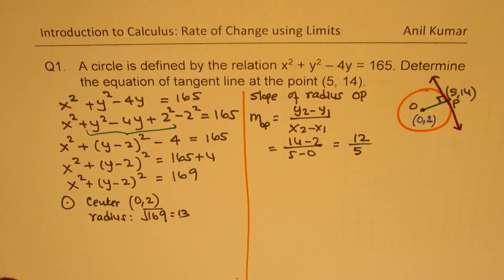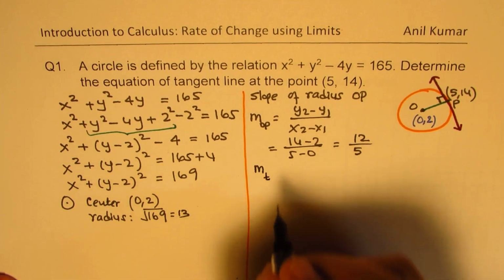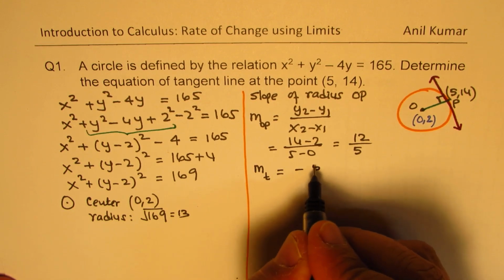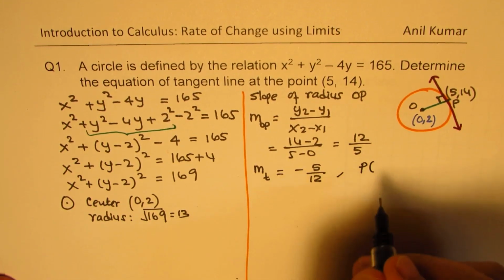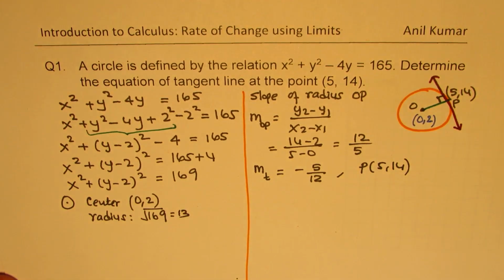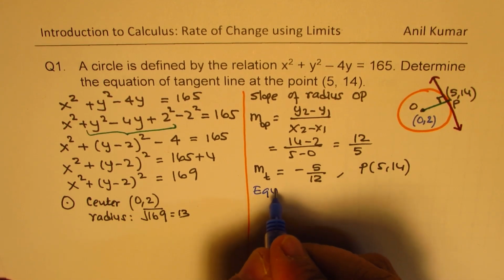Substituting the values, we get 14 minus 2 over 5 minus 0, or is 12 over 5. Now, what is the slope of the tangent line? Well, slope of tangent, let's call it t, will be perpendicular, so it will be negative reciprocal, right? And this tangent will go through point P, which is (5, 14). Now that should help us to get the equation of the tangent line, right? So now let's figure out the equation of tangent line.